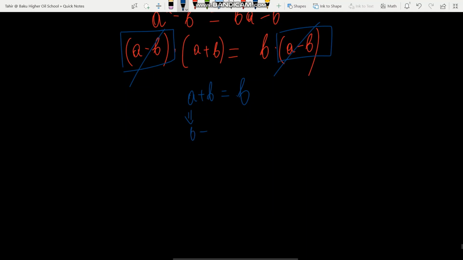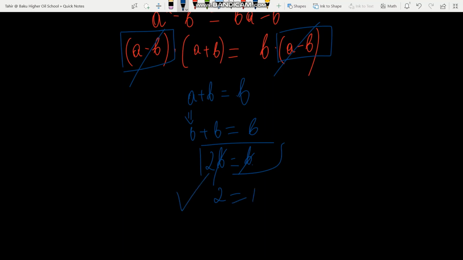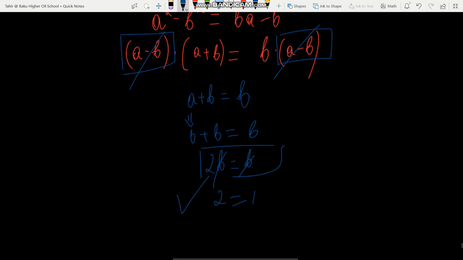And here we have stated that A is equal to B at the beginning of the proof. If this is B, B plus B is equal to B. And here 2B is equal to B. And when we cancel out the B's, we get that 2 is equal to 1. And we proved it and completed the proof.